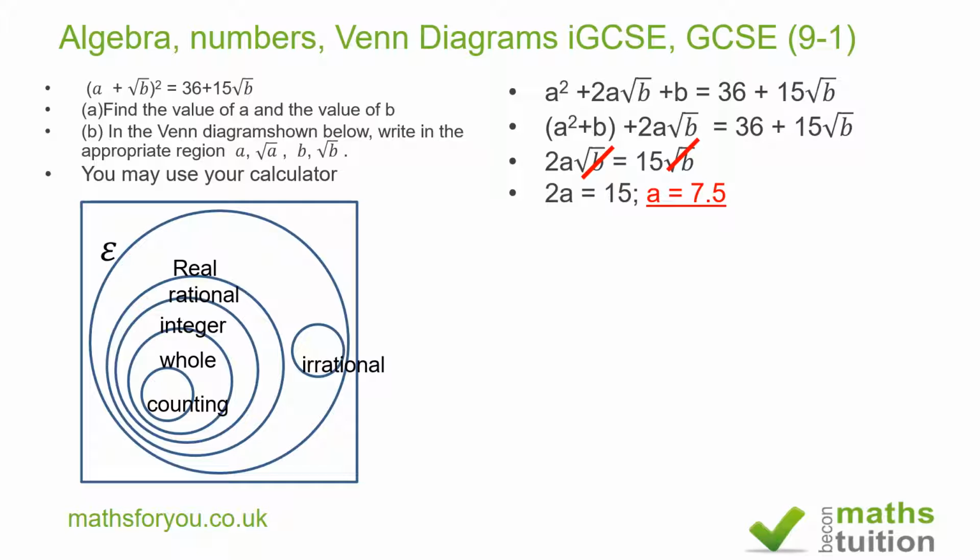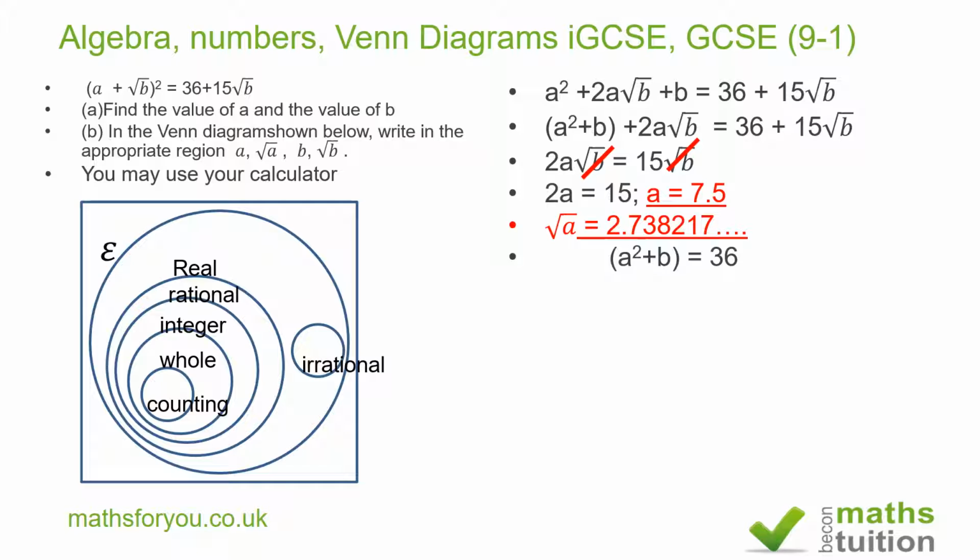Now, bearing this in mind, I then find the square root of a, and the square root of a is 2.738217, and so on. It keeps on and on without repeating itself, because you're allowed to use calculators. Right, so that's a. Now, having found a, we now have to find b.